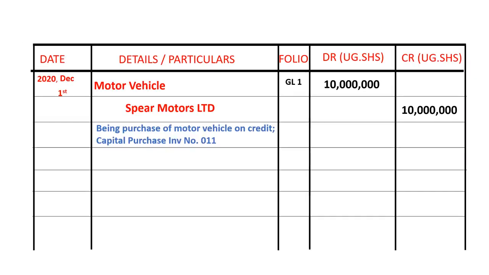So we come back to our general journal, and then we reference the accounts. The motor vehicle account is found in the general ledger on page 1, and the Spear Motors Limited account is found in the purchases ledger on page 1. That's why we are putting those PL1 and GL1. Moving on to the next.